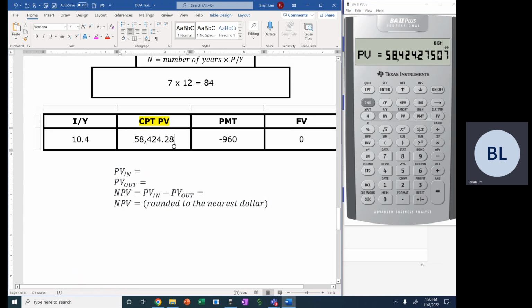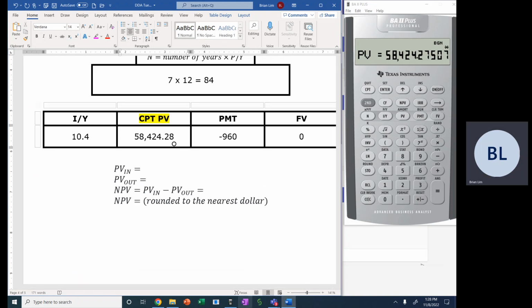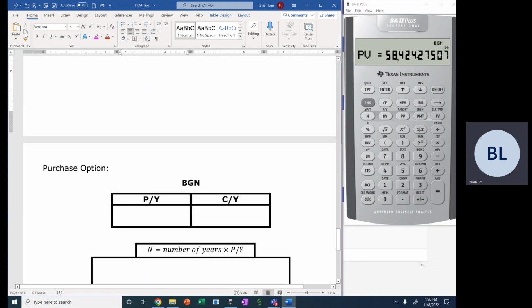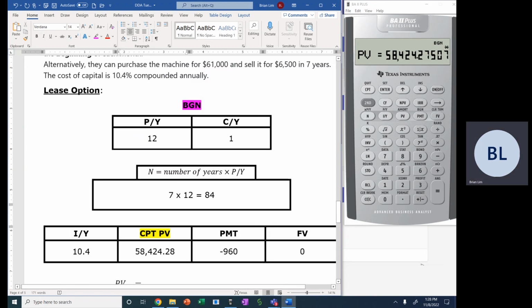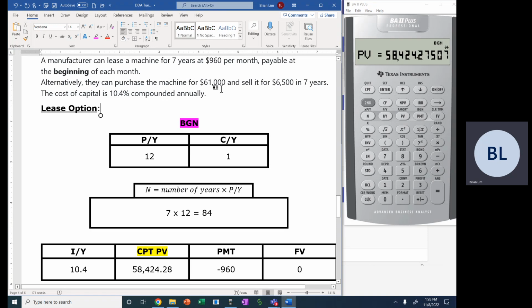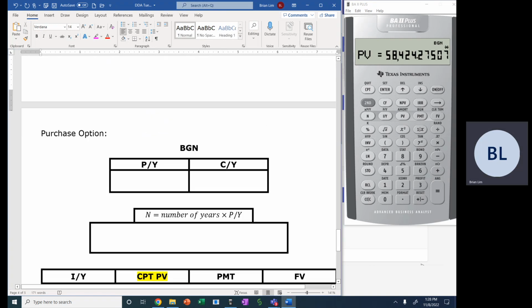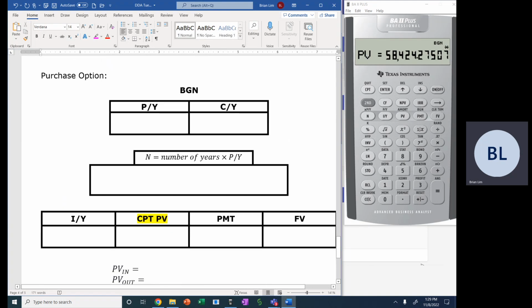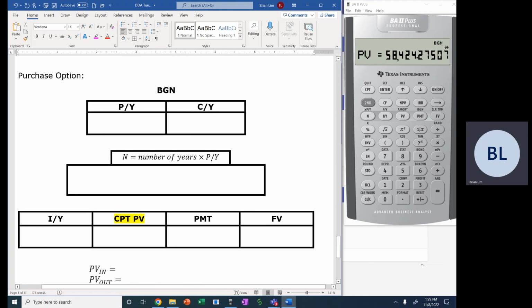Okay, so we don't really have to do anything in here. We'll leave that alone. Purchase option. So what does purchase option say? Well, you can purchase it for $61,000 and sell it for $6,500 in 7 years. All right, so the purchase is $61,000. The $6,500 is in 7 years. So we can go and put in the 6,500. That is the return, 6,500, and that is in 7 years, correct?